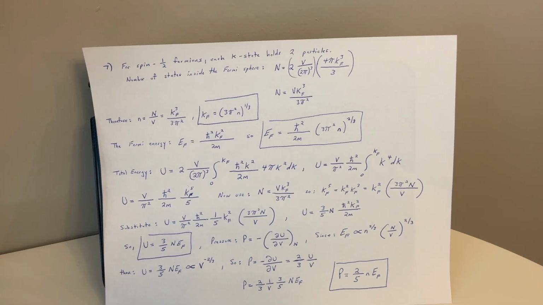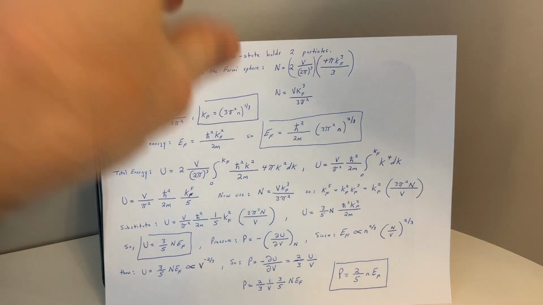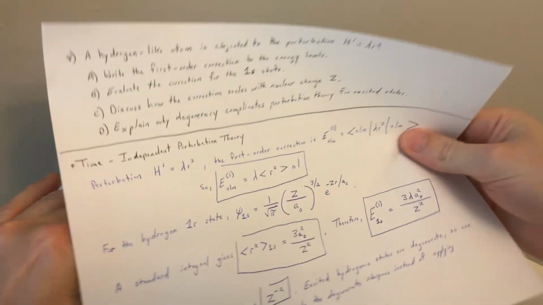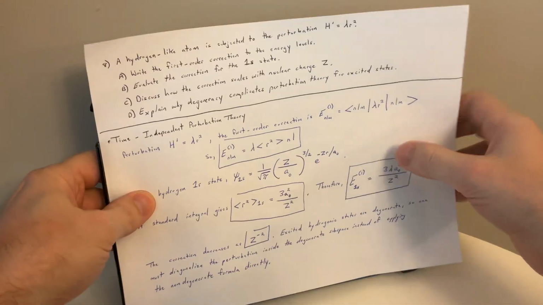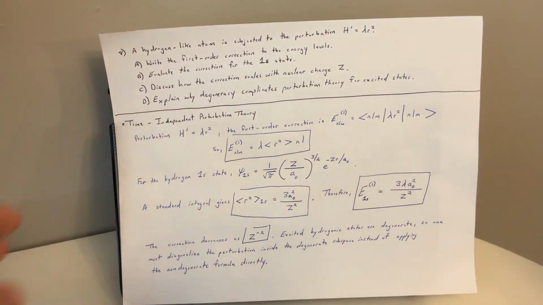Now we can move along to number 8. Whoops, sorry. Okay, number 8: a hydrogen-like atom is subjected to the perturbation H prime equals lambda r squared. Part A, write the first order correction to the energy levels. Part B, evaluate the correction for the 1s state.